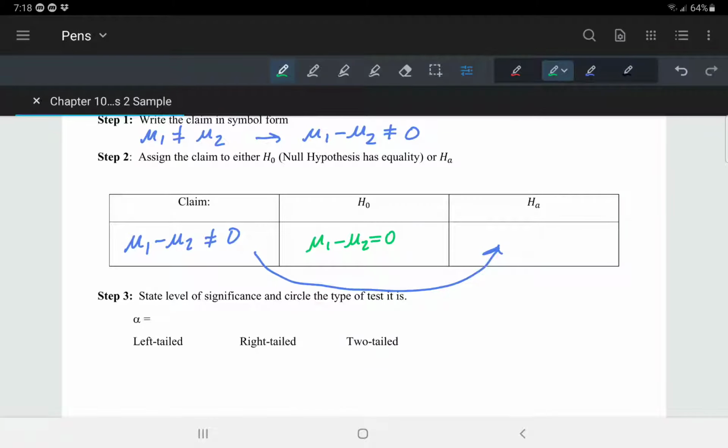From there, we can state the significance level of the test. We were told the 1% significance level, so alpha is equal to 0.01. And we will also need to circle the type of test. Well, the test will come from the alternative hypothesis. The alternative hypothesis is the claim. It contains the not equal to, and this means we'll be performing a two-tailed test.